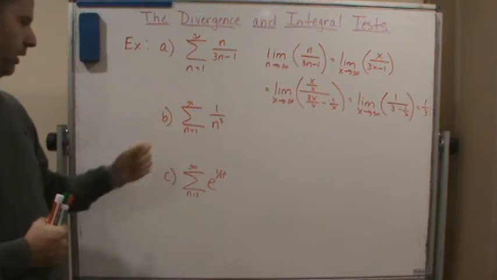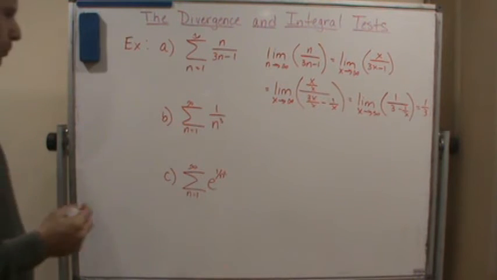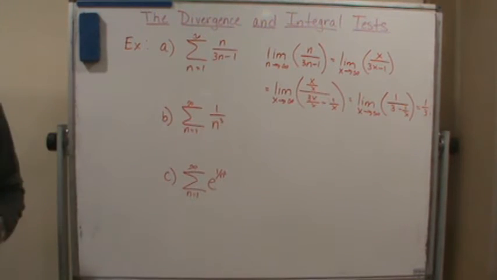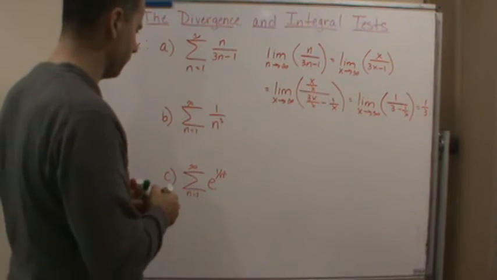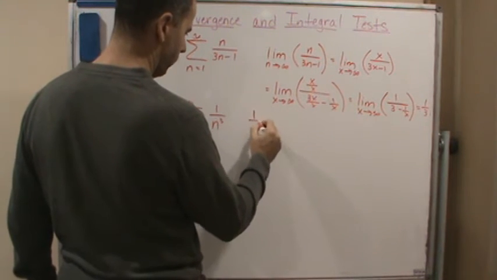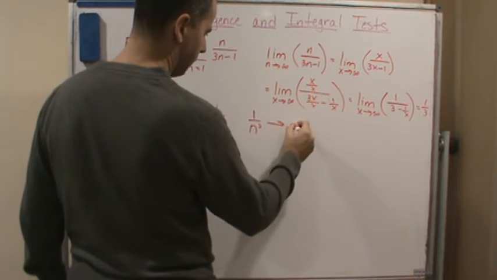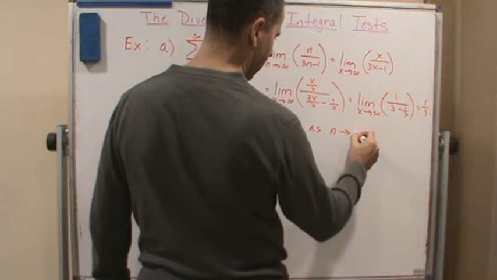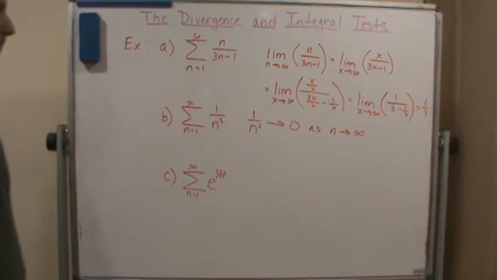Okay, now what about this one? Well, let's look at the nth term. This is 1 over n cubed. So the limit of 1 over n cubed, well, it's obvious that 1 over n cubed approaches 0 as n approaches infinity.